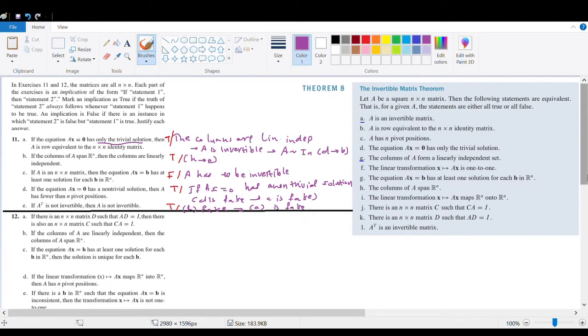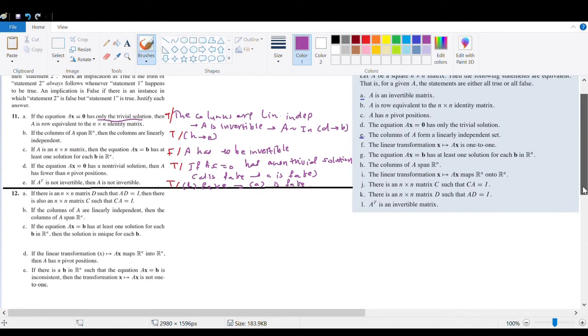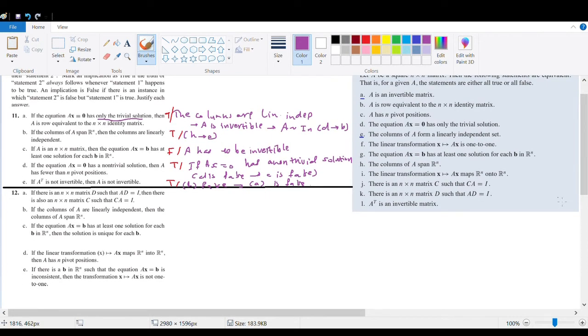So now let us see 12. In 12, part A: if there is an n by n matrix D such that AD equals I, then there is also an n by n matrix C such that CA equals I. This is just part J and K. This one is true. If K is true, then J. So this one is true.